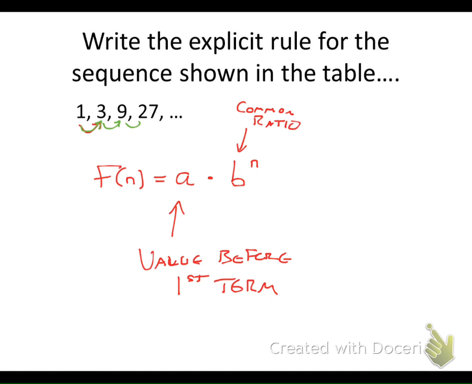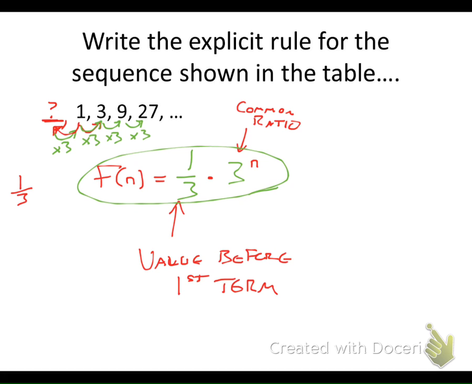Now in this case, let's start by finding our common ratio. I see a pattern in how we're progressing. It looks like we're multiplying by 3 every time. Therefore, my common ratio is going to be 3. Then we just have to find our a value, which is this value before the first term. So some number times 3 gives us a 1. If you can't eyeball it, you can just go the other way, and the other way would be 1 divided by 3, which in this case is 1/3. So this is your explicit rule for this sequence.